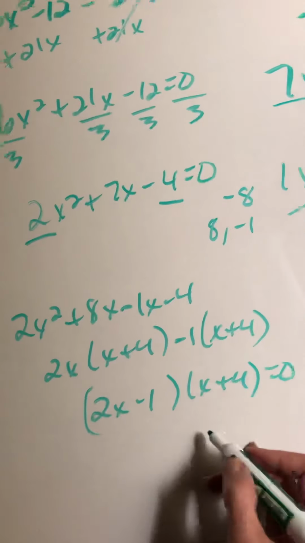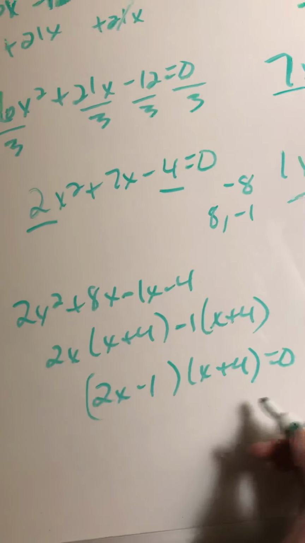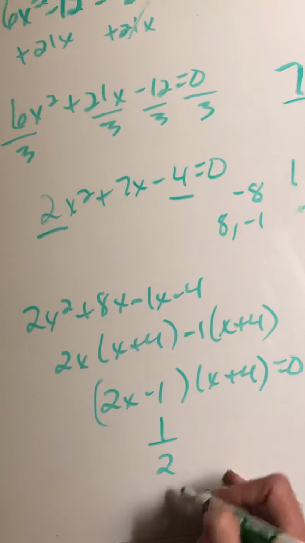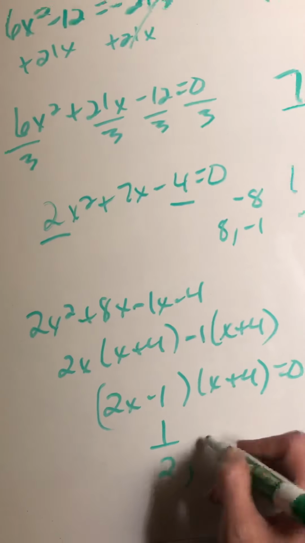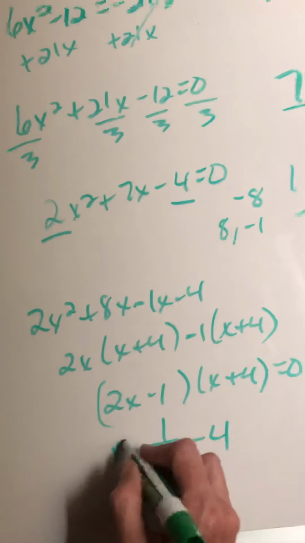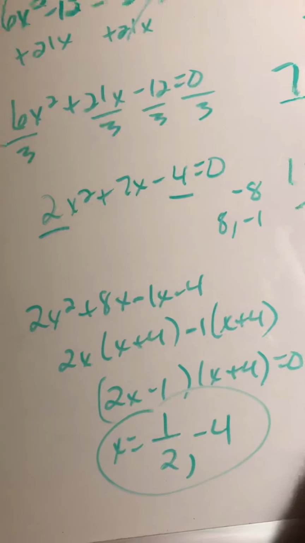That's not where we stop, though, because we've got an equal sign. We want to solve it. So inverse operations. Positive 1 over 2, inverse operations, negative 4. So that's the 2 it can be.